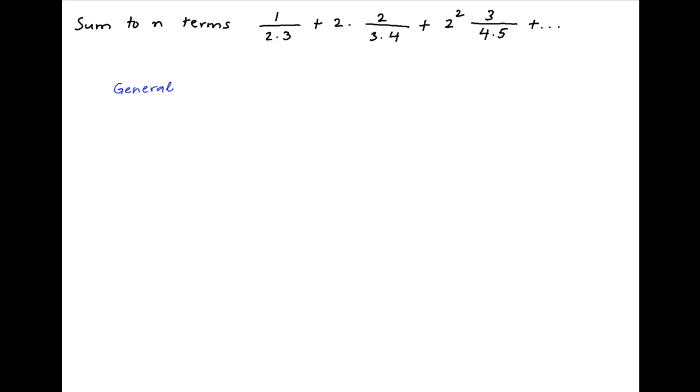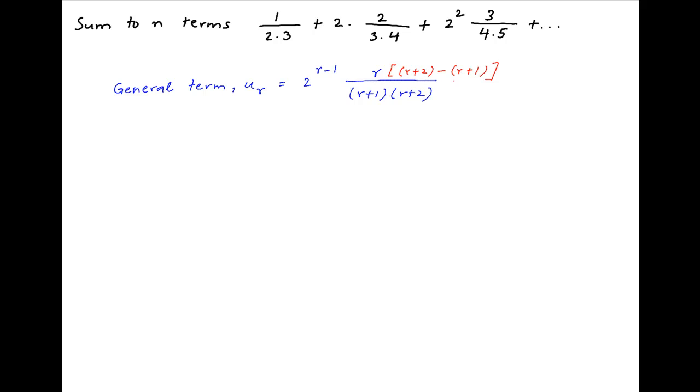Note that the general term of the given series, let's denote it by U_R, can be expressed as 2^(R-1) multiplied by R divided by (R+1)(R+2). Now multiply the numerator with the expression (R+2) - (R+1), the value of which is equal to 1.